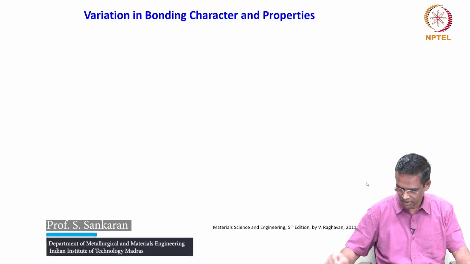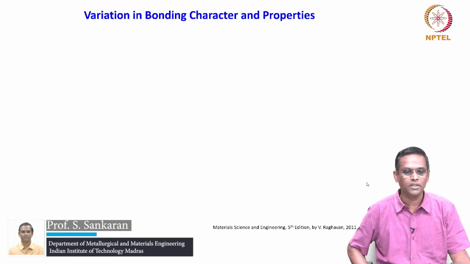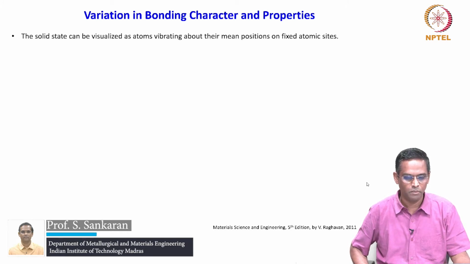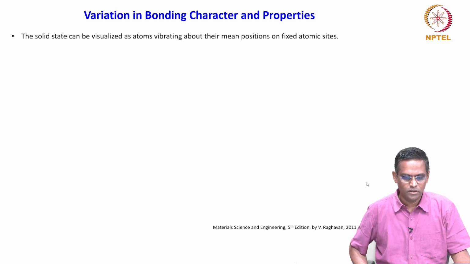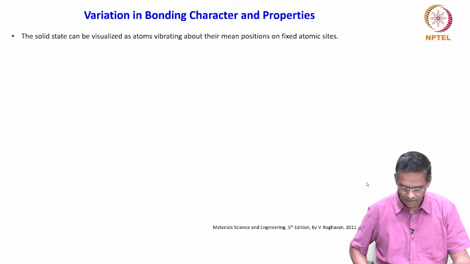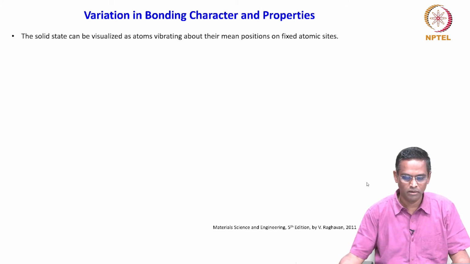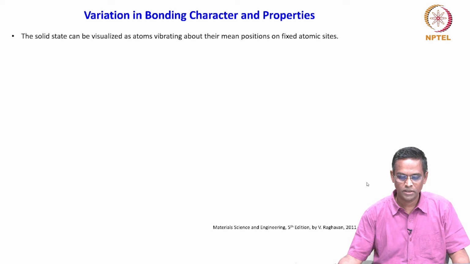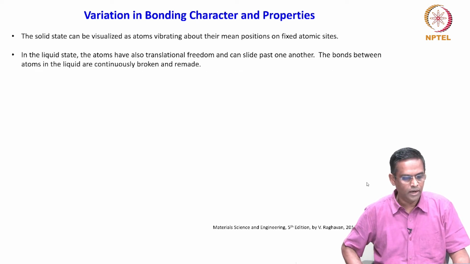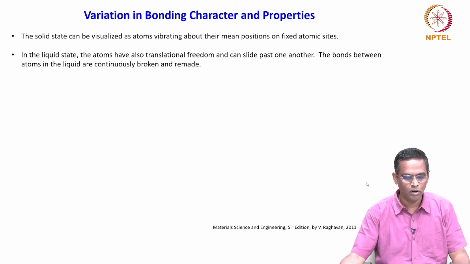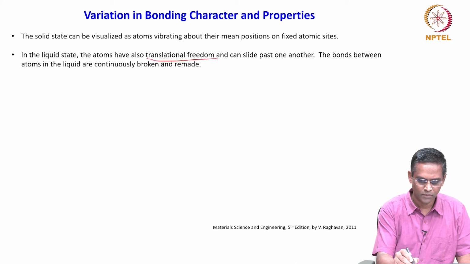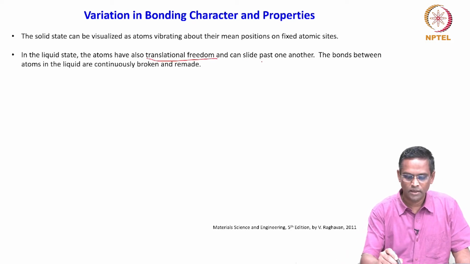Yes, we are going to look at some of the salient features of bonding character. So, one of the primary aspects is that the solid state can be visualized as atoms vibrating about their mean positions on fixed atomic sites, and in a liquid state the atoms also have translational freedom, important, and can slide past one another.